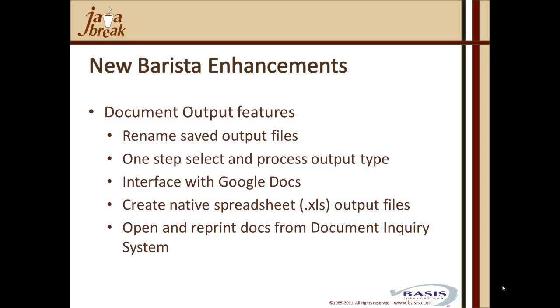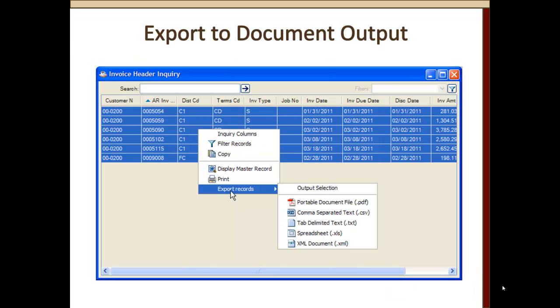You can open and reprint documents from the document inquiry system. So from the archive, you can go and do an inquiry on previous documents that were printed, and you can open them and reprint them from within the document inquiry subsystem. So let's have a look at what some of those screenshots look like.